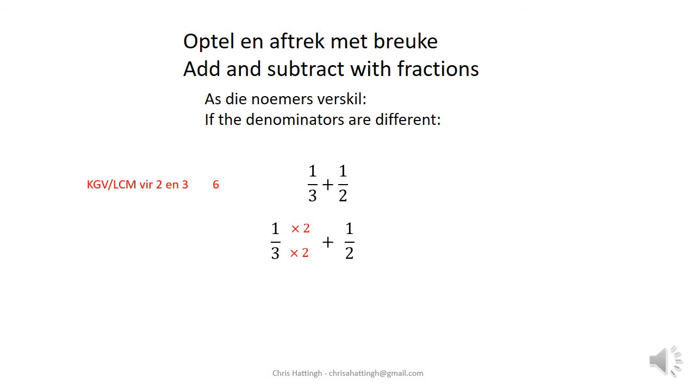Same with the half. You're going to multiply the 2 with 3 to get 6. So you need to multiply the 1 with 3 as well. Then your new sum will be 2 over 6 plus 3 over 6. And that gives you 5 over 6.